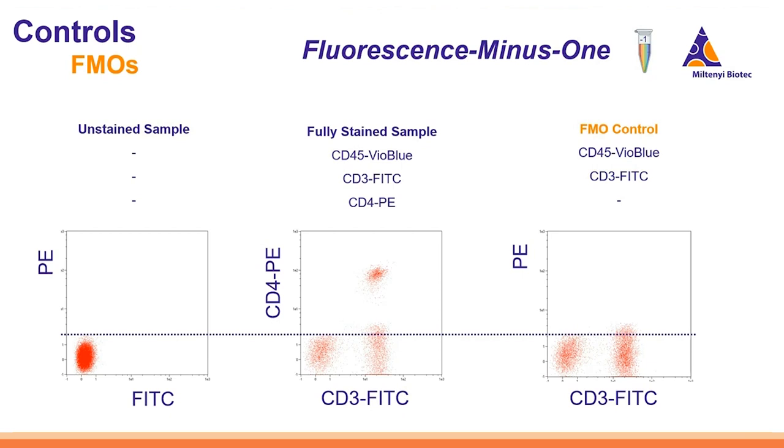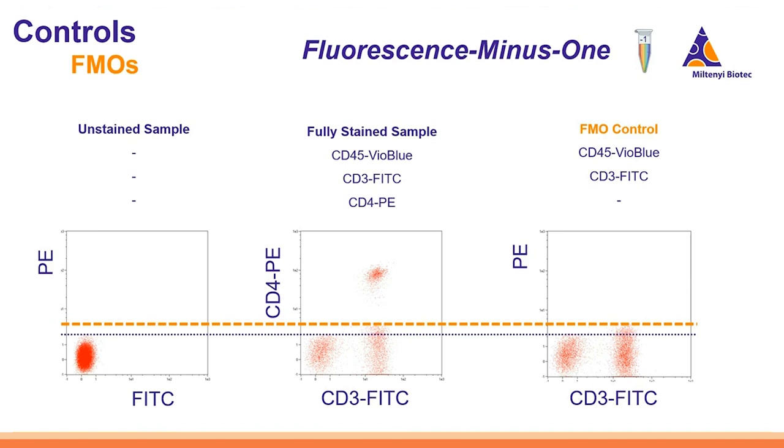So it's essentially just leaving a single fluorophore out. And you can see how the gate set on my unstained sample is different than the gate I would set on my FMO. And just applying that FMO gate, it looks a lot better on my fully stained sample in the middle for determining my CD4 PE separation than the gate I set on my unstained sample. So FMOs help account for any sort of spreading introduced by the other fluorophores in the panel that you wouldn't necessarily see in the unstained sample.